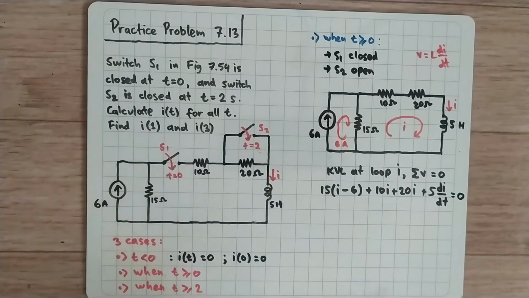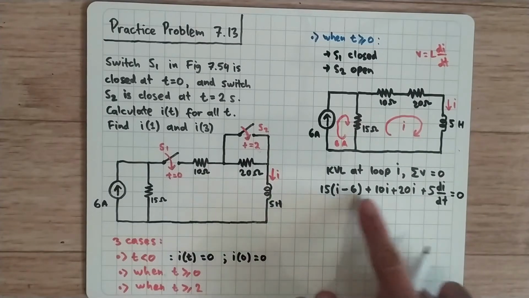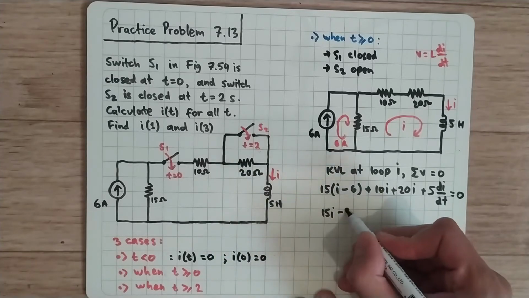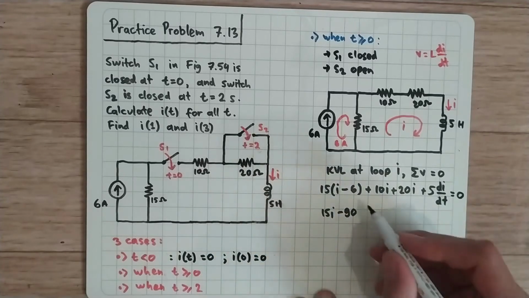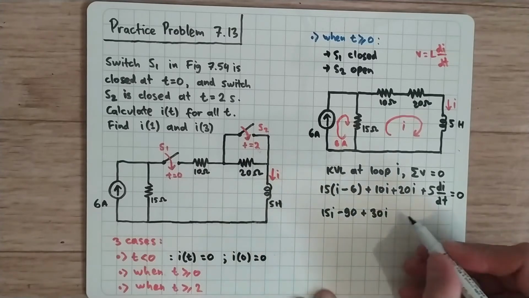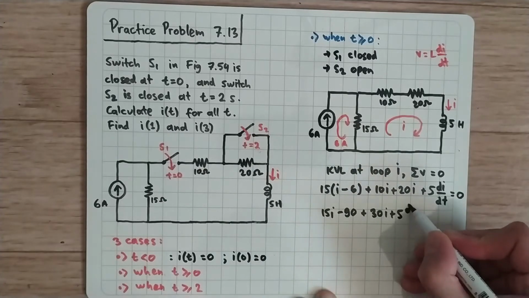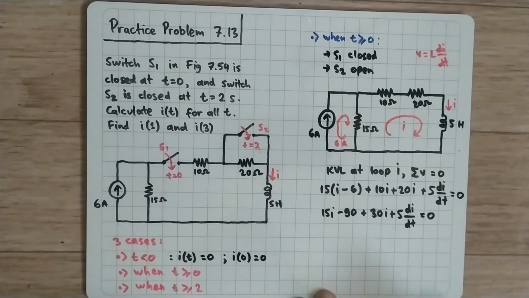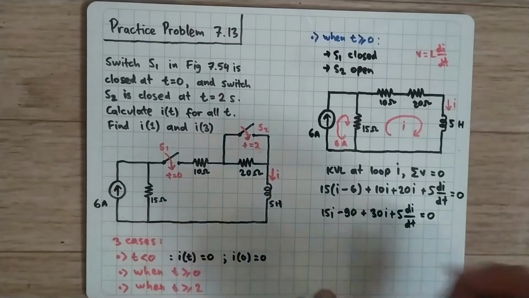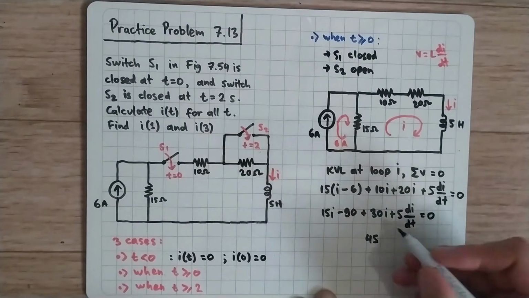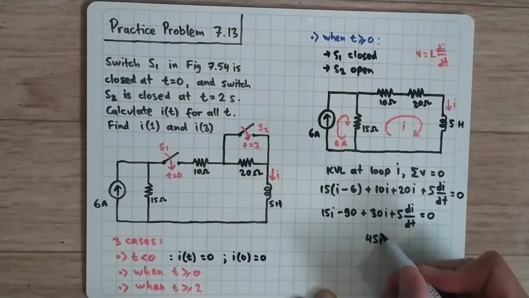Okay, so now let's do some simple algebra to simplify this equation. We now have this: 15i minus 15 multiplied by 6 is 90, and this one will be 10 plus 20, which is 30i, and then plus 5 di/dt. That will equal 0. And then 15 plus 30 is 45.